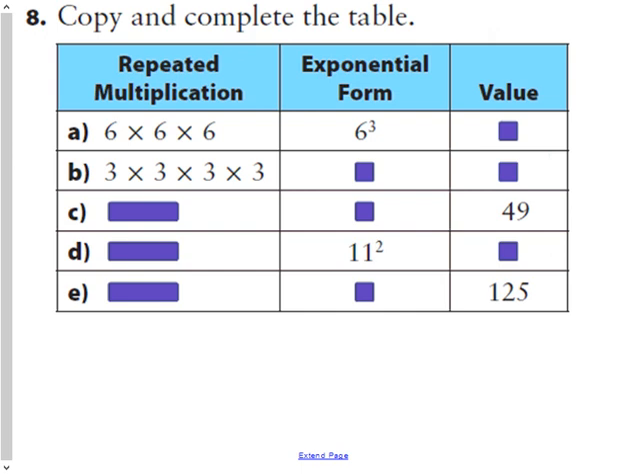Question number 8 is a table, repeated multiplication. It says, what's the standard form value? So 6 times 6 is 36. 36 times 6 is 216. 3 to the power of 4 is 3 multiplied by itself 4 times, which in standard form is 81. 49 is tricky, but it shouldn't be that hard because you know that 7 multiplied by 7 is 49, which means 7 squared is the exponential form. Repeated multiplication for 11 squared would be 11 times 11, and in standard form, most of us know that it's 121. And the last one, 125.